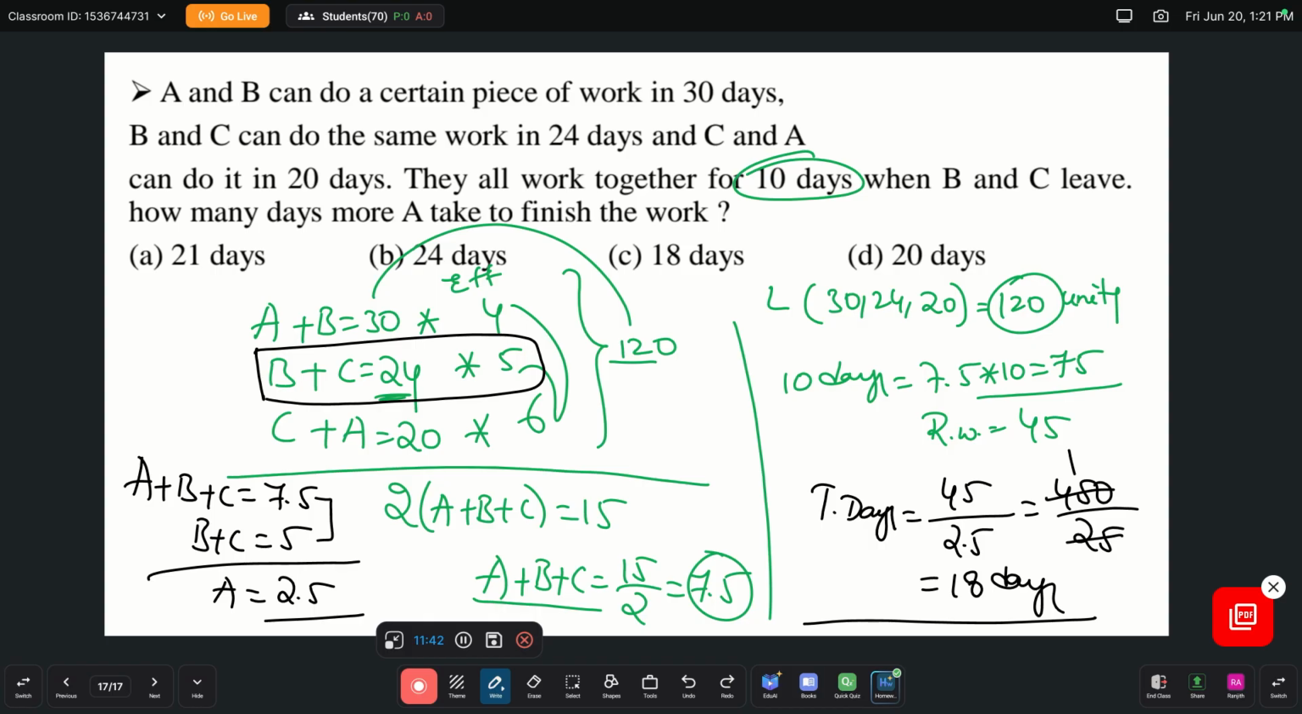A and B together equal 30 days. B and C together equal 24 days. C and A together equal 20 days. If they all work together for 10 days, and then B and C leave, how many more days will A take to finish the work? So we need to take the LCM of 30, 24, 20. The LCM of 30, 24, 20 will be equal to 120 units.